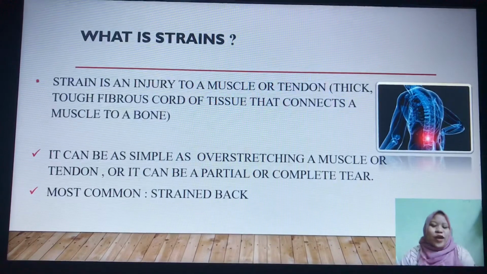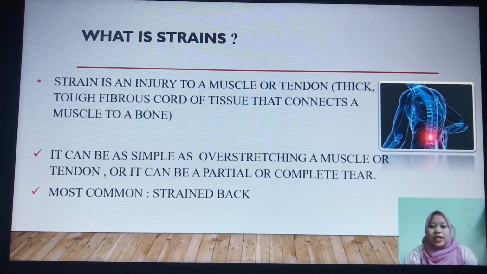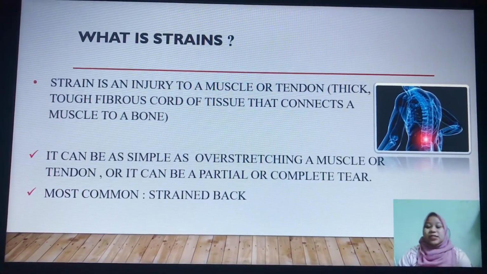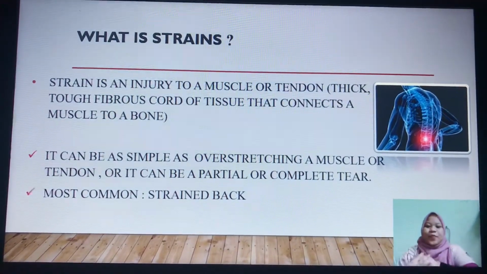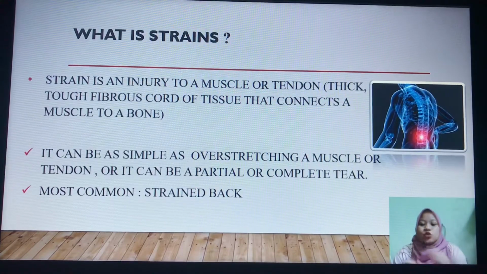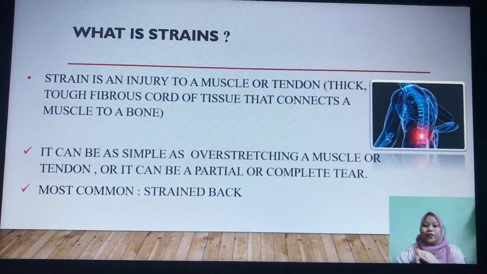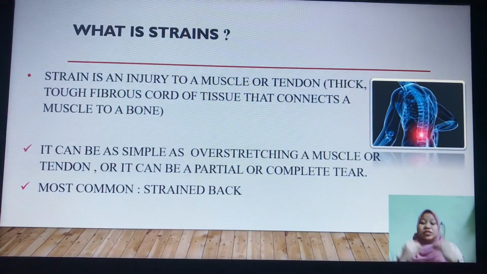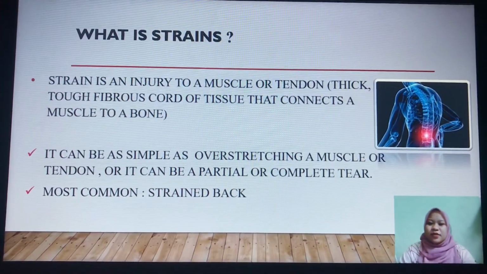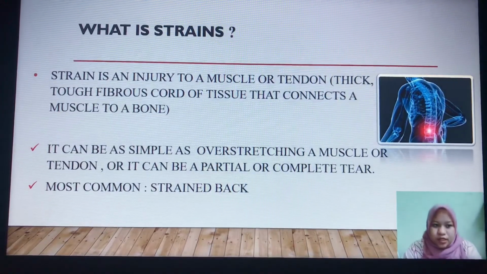Now we move to what is strain. Strain is an injury to a muscle or tendon, a thick, tough, fibrous cord of tissue that connects a muscle to a bone. It can be as simple as overstretching a muscle or tendon, or it can be a partial or complete tear. The most common muscle strain is back strain, like the example in the picture. That is the most common strain that occurs to humans or athletes.